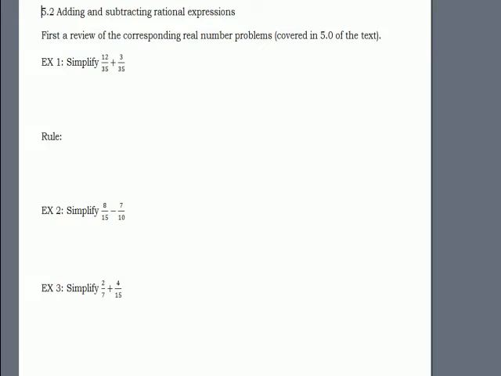As with 5.1, we're going to review a couple of the topics in this section that we saw in 5.0 of the text. Alright, in example 1 we're asked to simplify 12/35 plus 3/35. Noting that we have a common denominator, we can just add these together by first writing the common denominator, and noting we can just take 12 plus 3, giving us 15/35.